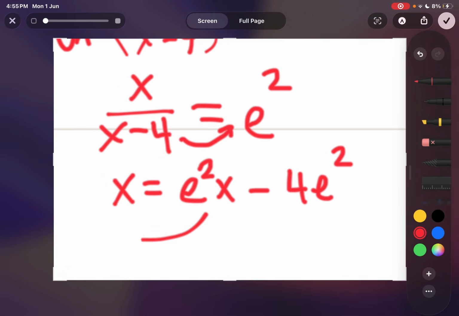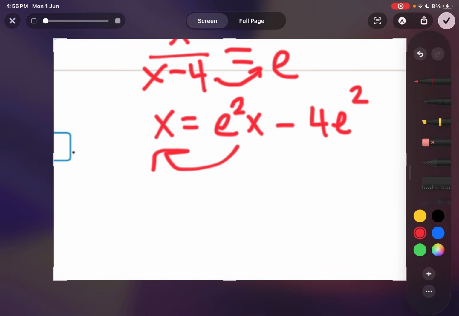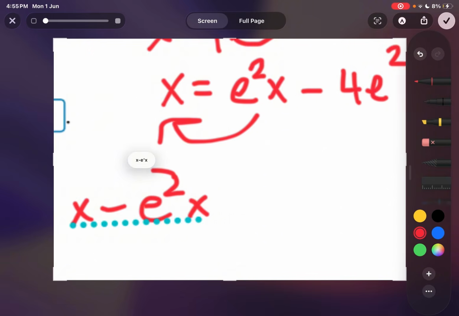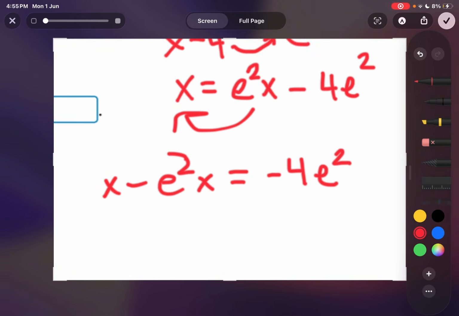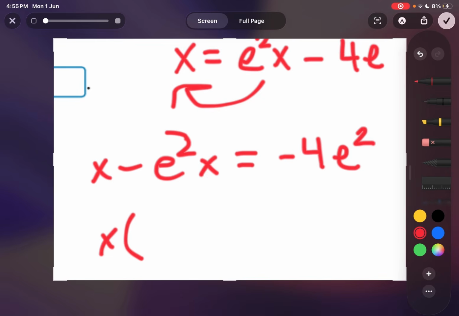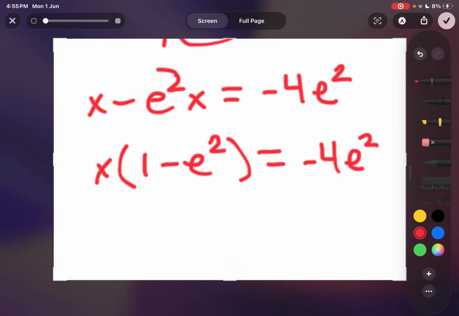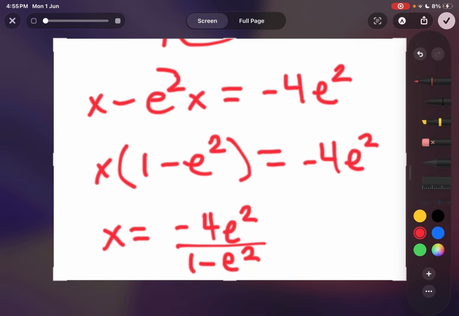Okay, let's move the e squared x over. So it will be x minus e squared x, so you can take x as a common factor, which is equal to minus 4e squared. Now it becomes x times 1 minus e squared is equal to minus 4e squared. Now divide by 1 minus e squared on both sides, so it will be minus 4e squared over 1 minus e squared.